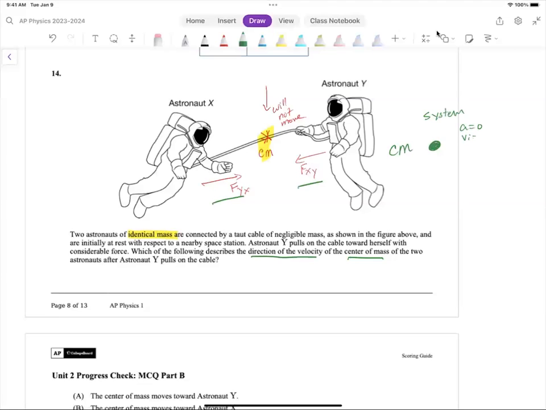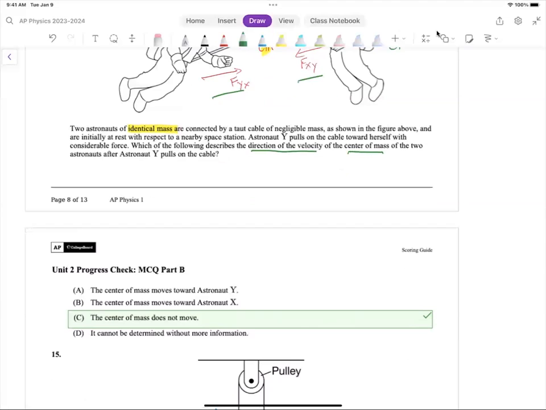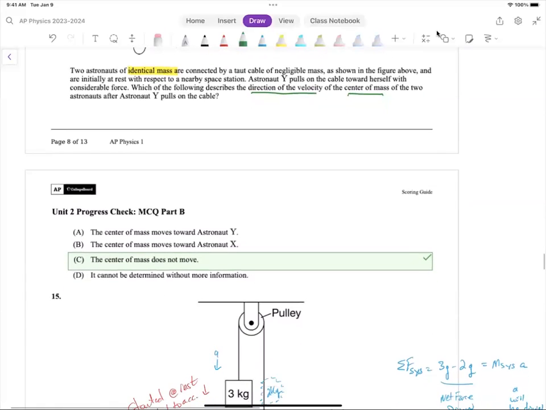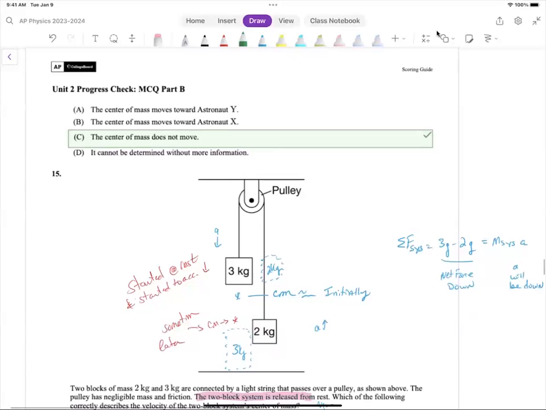The velocity initial of the system is 0, and that means the velocity final of the system is 0. That center of mass, the velocity will not change. So the center of mass location, that dot, will not move. And that's why no external force was present on the system that was defined for us.